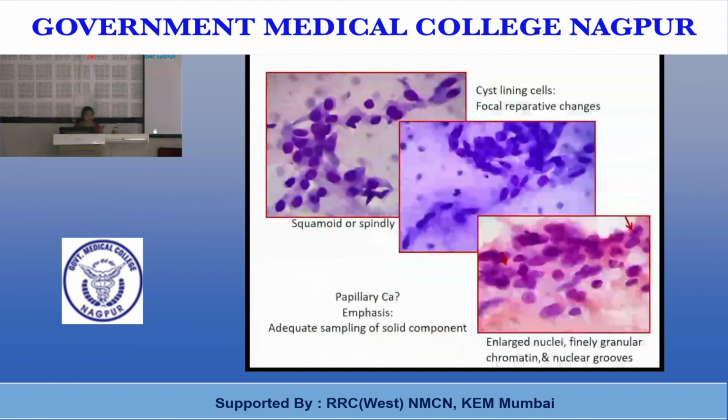benignity. Now the cyst lining cells can show focal reparative changes, some spindling, some squamoid-like cells, and when along with it you have such nuclear megaly, finely granular chromatin, and even nuclear grooves, then we think, are we dealing with a papillary carcinoma? Are we missing it? So I am again emphasizing the need for adequate sampling of the solid area.